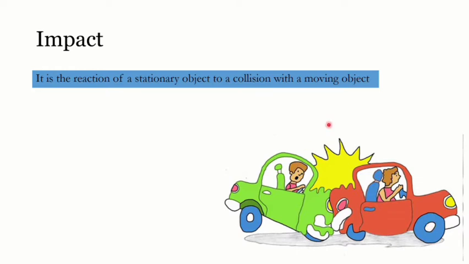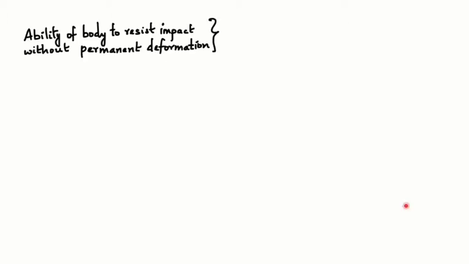Impact is actually the reaction of a stationary object in response to collision with a moving object. It's like a stationary car standing at a traffic signal that gets hit by a car which is coming very fast. That reaction of the stationary object, how far that stationary car is going to move, is the impact that is produced by the moving object. Now this impact is dependent upon the resilience of the object. Based on this, there can be deformation or there cannot be deformation.